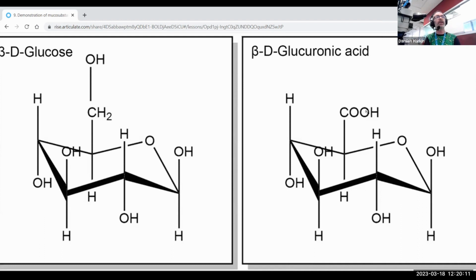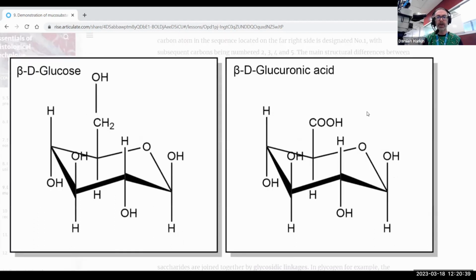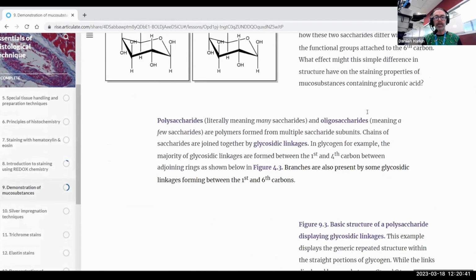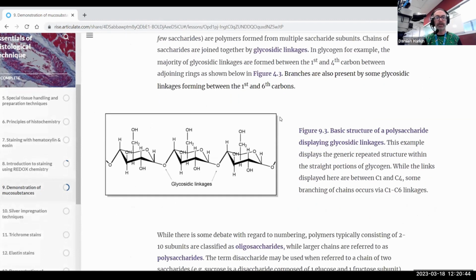These negatively charged groups on these saccharides therefore make them a candidate for staining with positively charged dyes. And in fact, in the second video, we'll start by looking at a H&E stained section. And you'll actually see that there is some degree of staining for mucosubstances from the hematoxylin. Okay, let's move on to a more complex structure.